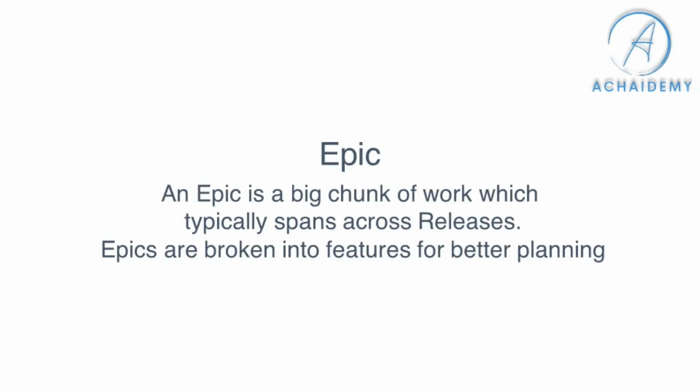And the next thing is the epic, which is one level above a feature. An epic is something which can go across releases, right? A release can have multiple sprints, and the epic can go across multiple sprints, and it is basically a group of multiple features grouped under one epic.